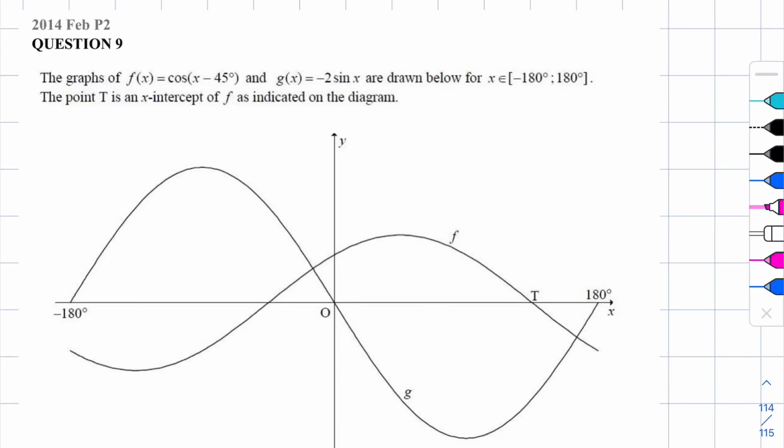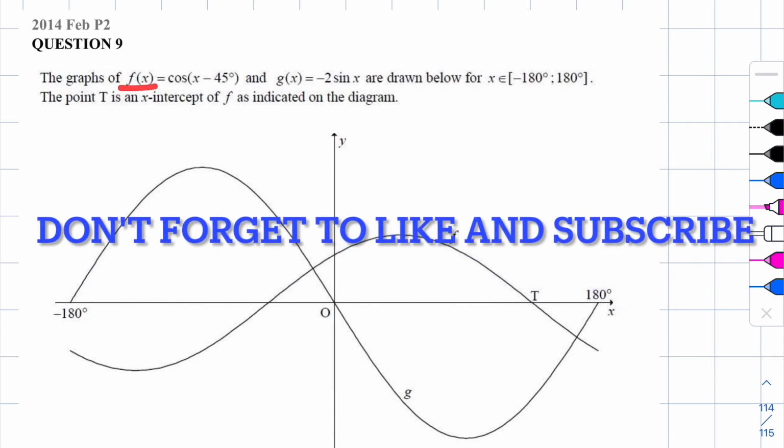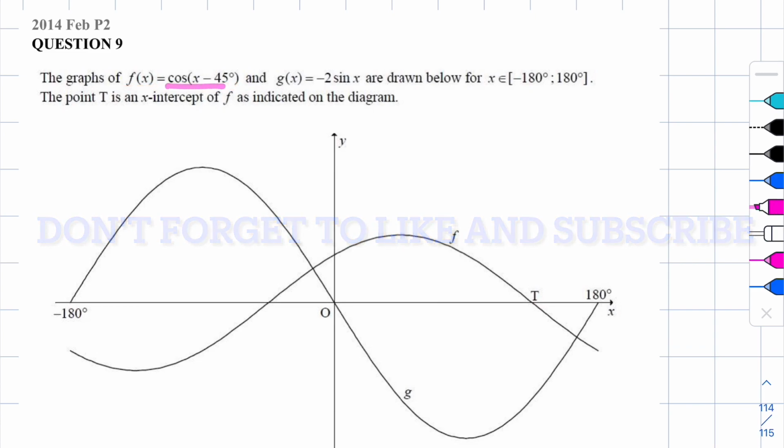Let's look at the question from 2014 February paper 2, question 9. So basically this question is based on trigonometric graphs, grade 12. Okay, the graph of f of x equals cos(x − 45°). So this is the graph of cos that has been shifted 45 degrees to the right.